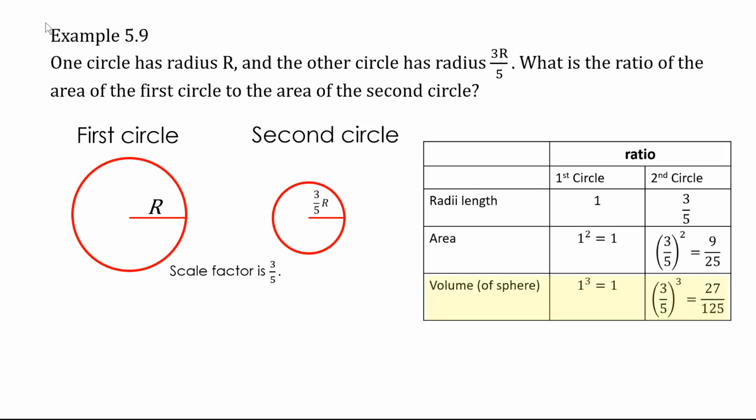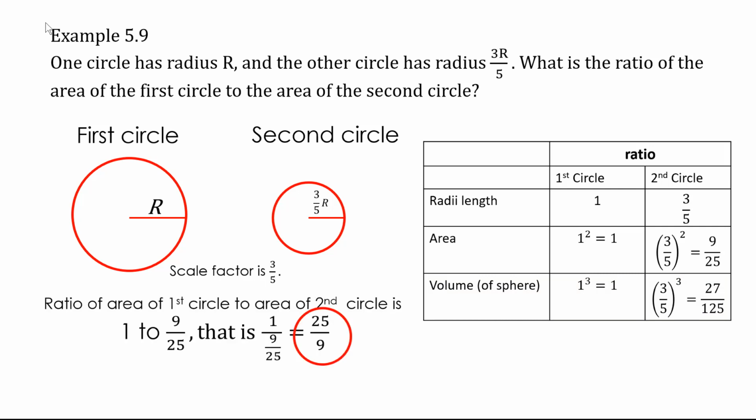So the question is asking for the ratio of the area of the first circle to the area of the second circle. And so we said that's 1 to 9/25, which is 1 divided by 9/25, which is 25/9.